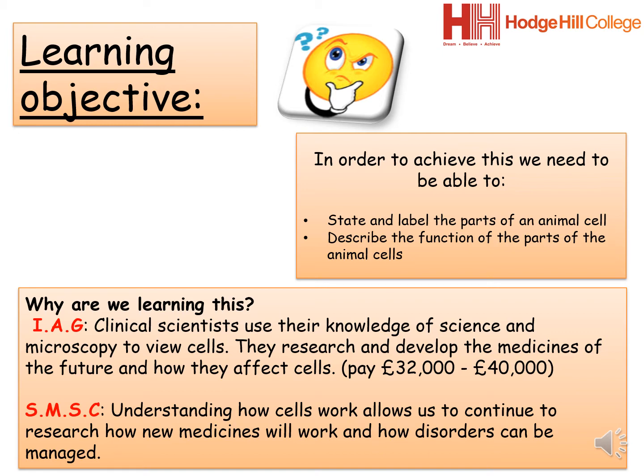Why are we learning this? Clinical scientists use their knowledge of science and microscopy to view cells. They research and develop the medicines of the future and how they affect cells. Their approximate pay can range between £32,000 and £40,000.